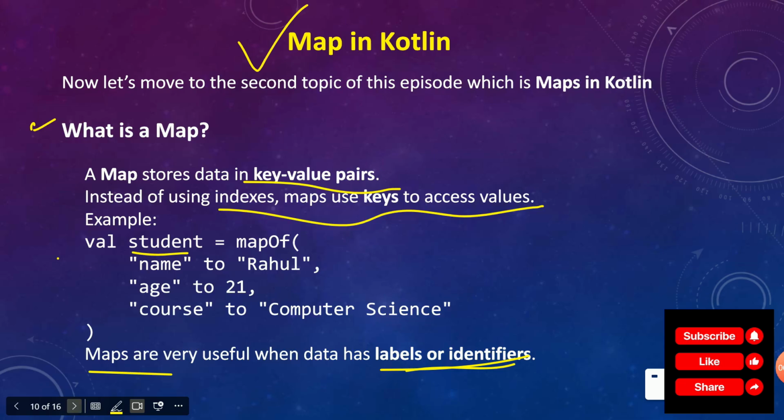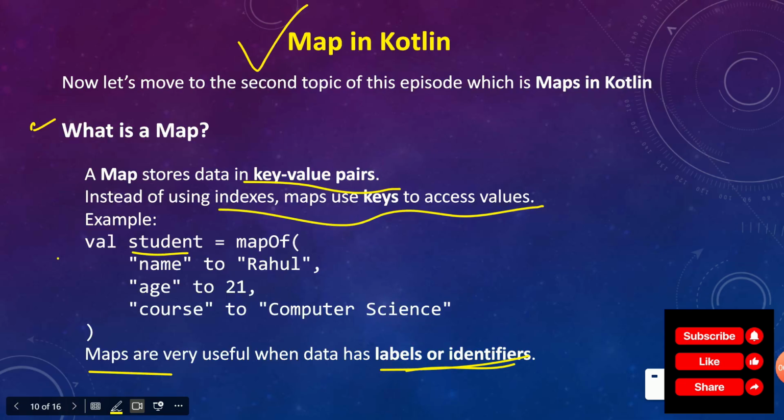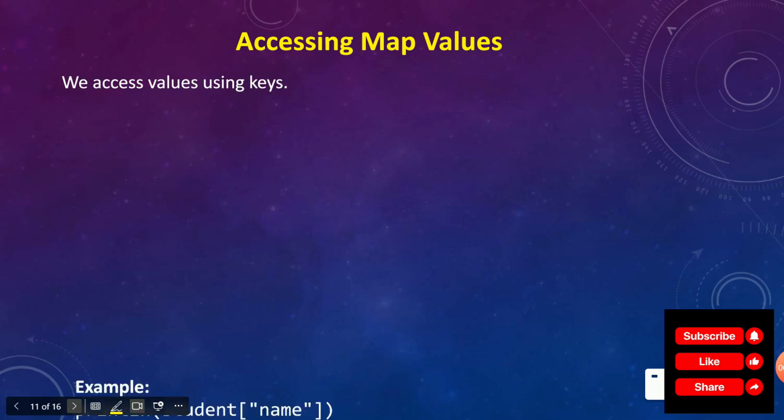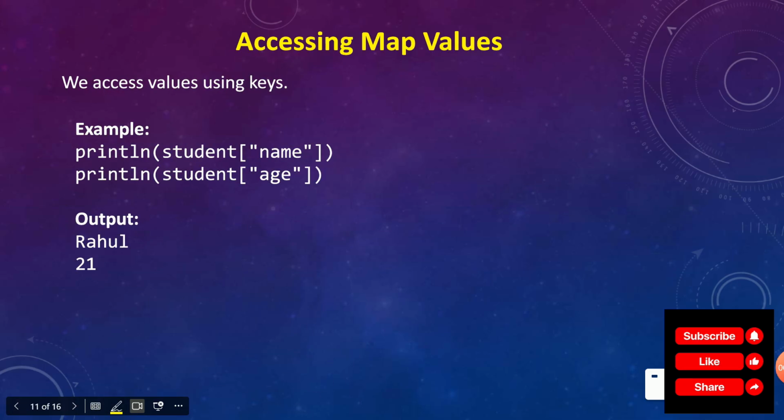For example, you can see here student equal to mapOf name equal to Rahul, age equal to 21 and course equal to computer science. If you want to access the name of that map student, you can access it with the name, which is a key-value pair. Name is the key and the value is Rahul. A map is very useful when the data has labels or identifiers.